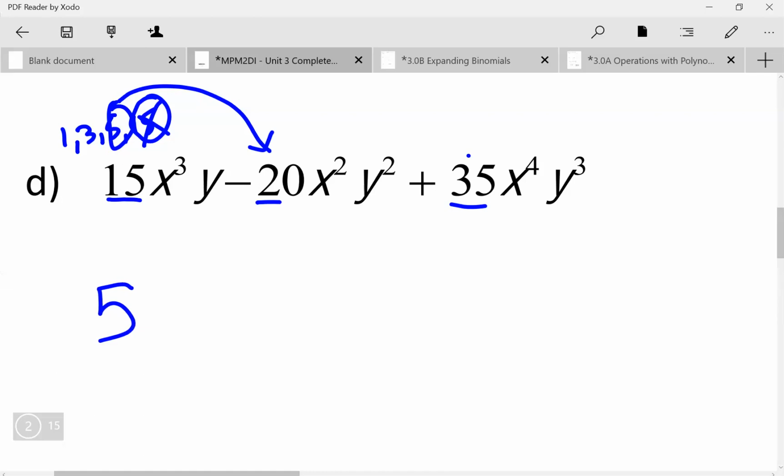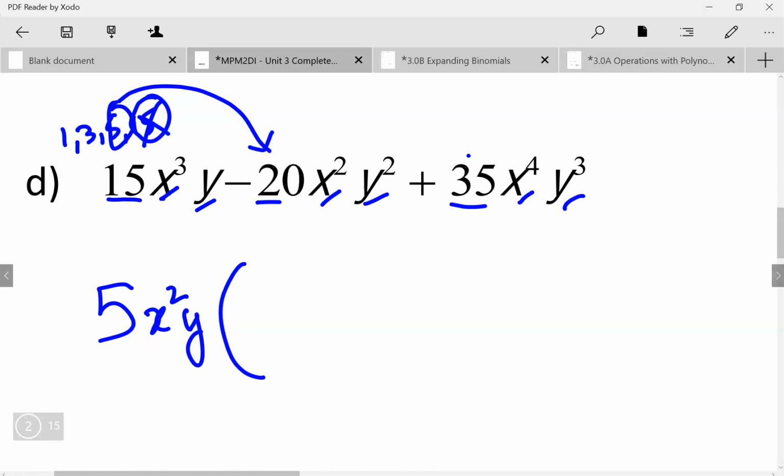And then I look at my variables. I have x to the power of 3, x to the power of 2, x to the power of 4. My lowest one is x to the power of 2. Y to the power of 2, y to the power of 3. My lowest one is y. So that's going to be my greatest common factor.